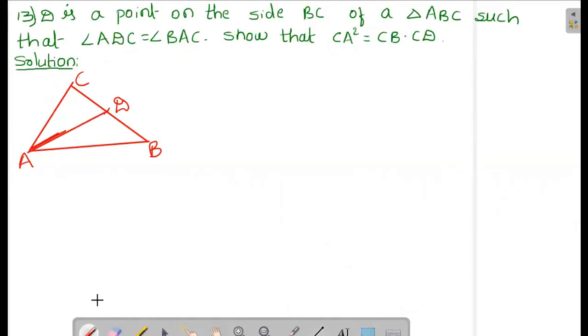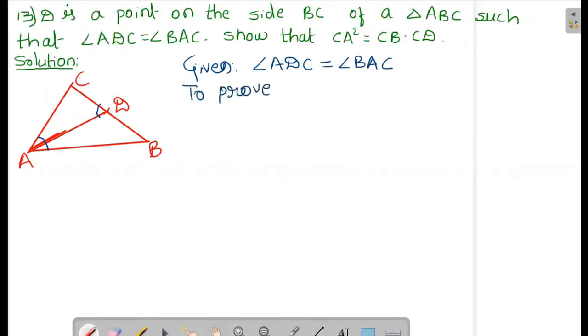Okay. So angle ADC means this angle. ADC is equal to BAC, this angle. It is given. So again write down given. ABC is a triangle. D is a point on BC. Then angle ADC is equal to angle BAC. It is given. Then to prove, what we have to prove? To prove CA square is equal to CB into CD.